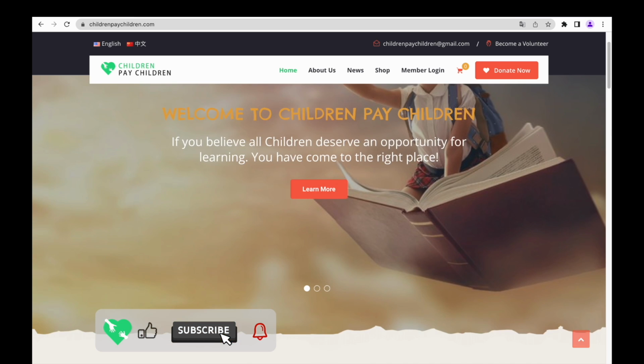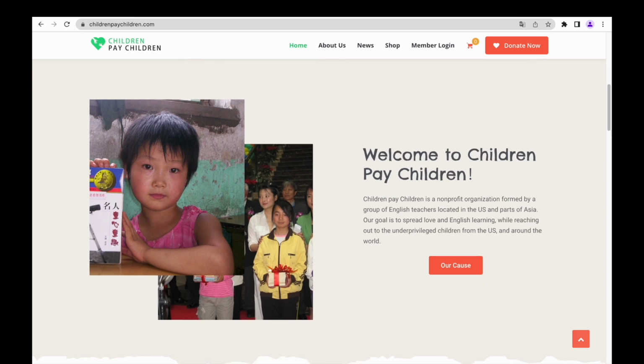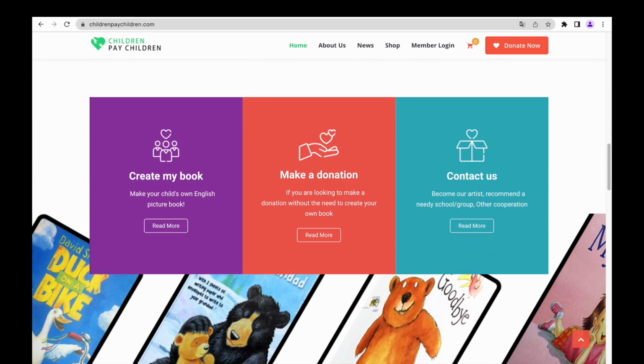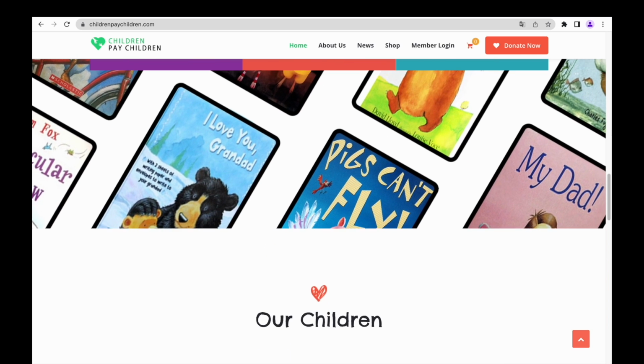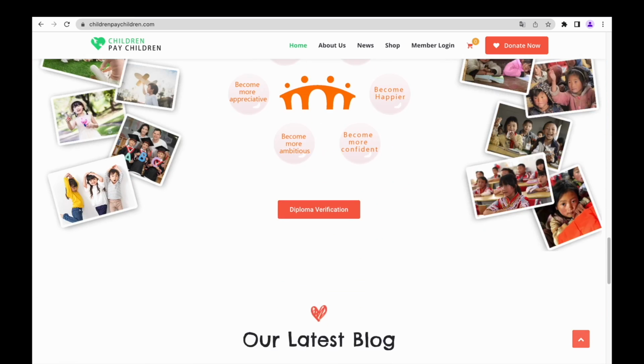We're a non-profit corporation called Children Pay Children. Our mission is to help create and publish picture books written by young authors from all over the world. All the money generated from these books will then be donated in the form of school supplies and educational goods to underprivileged children both in the US and around the world.